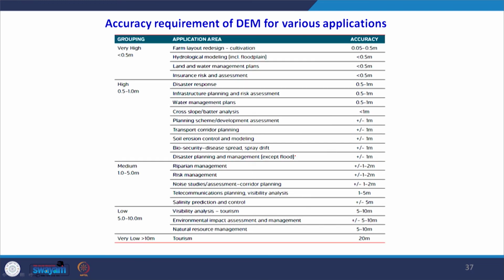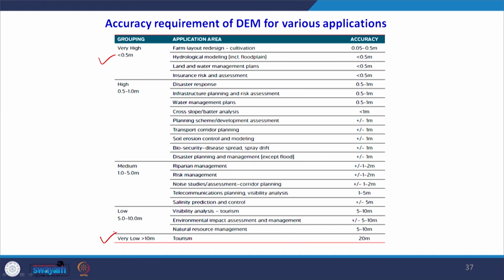Now there are accuracy requirements of the DEM for different applications. So for some applications we require medium accuracy or crude, but there are some applications where we require very high accuracy, which is written here. So less than 0.5 meter accuracy could be required for hydrological modeling, for insurance risk assessment, farm layout design. If we want a low resolution DEM, the application could be tourism, etc., or it could be a visibility analysis or environmental impact assessment of the area, or we want to carry out a natural hazard assessment.